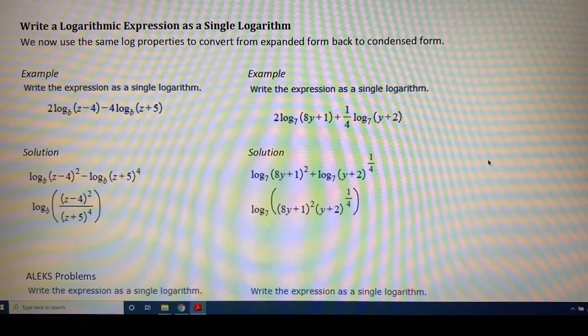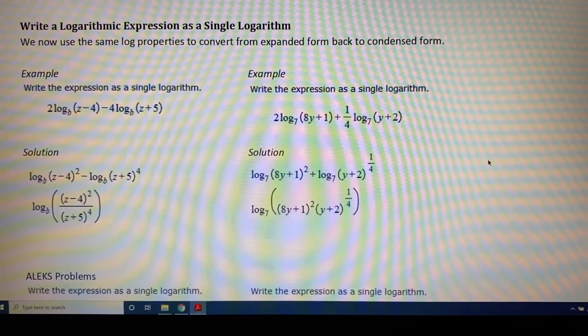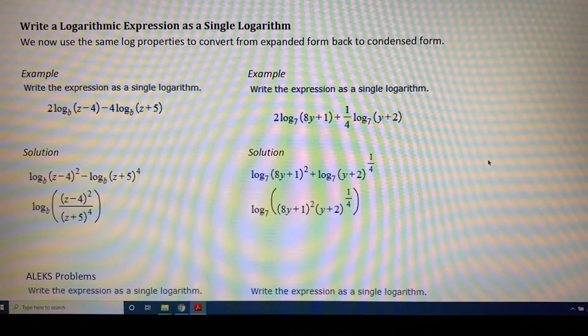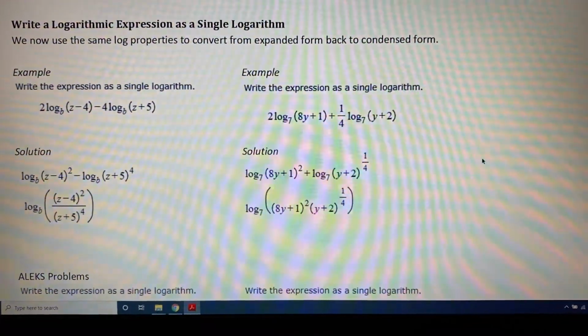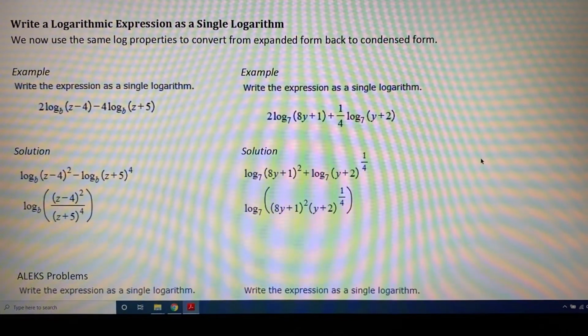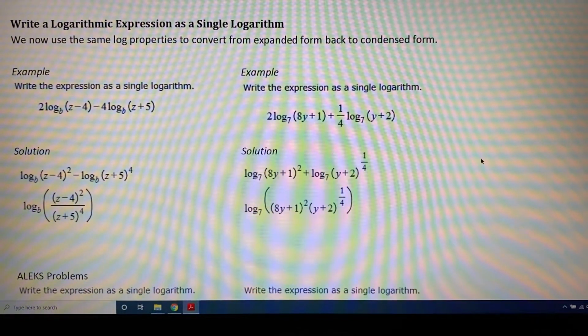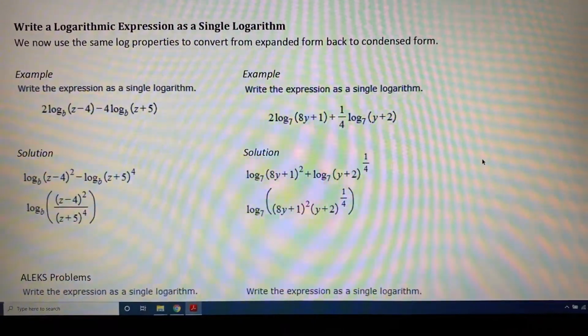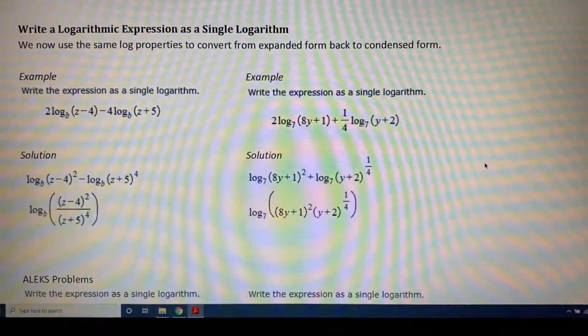Please open in your learning workbook to page 210 and read along as we learn together. Write a logarithmic expression as a single logarithm. We now use the same log properties to convert from expanded form back to condensed form. Let's look at an example.